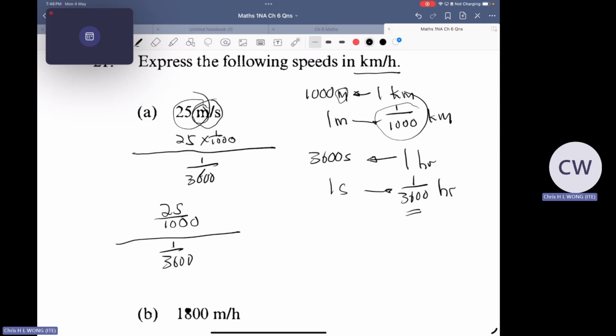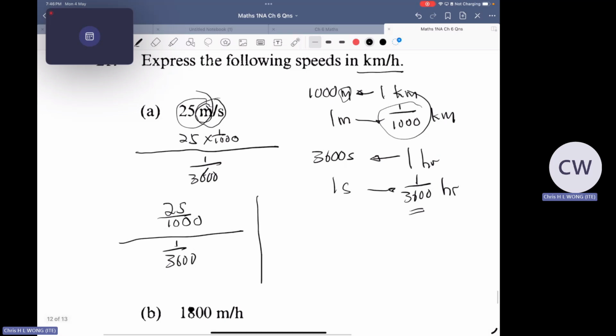So now I'm sure you know what to do already. What's the next step? I continue from here. It will be 25 over 1,000 divided by 1 over 3,600. So what do you do? You put a times there, you flip, isn't it? So you will have 25 over 1,000 times 3,600. Wow, very good. All the zeros are gone now.